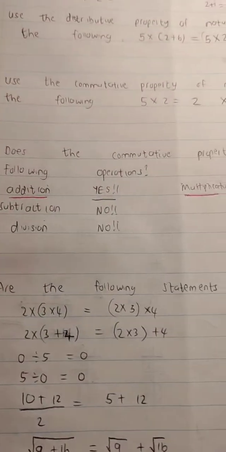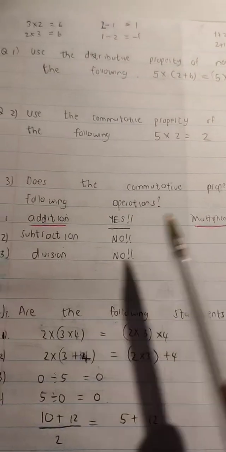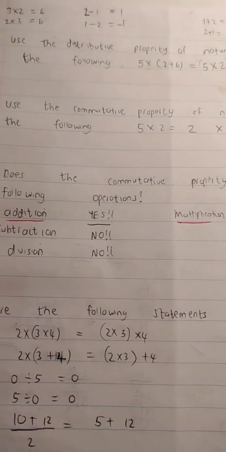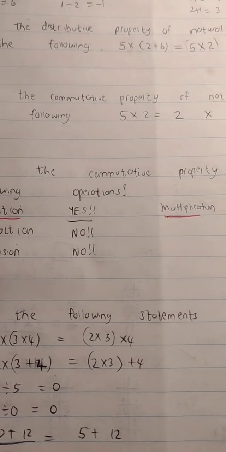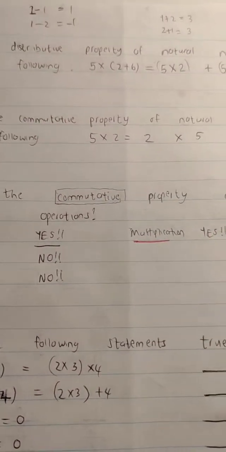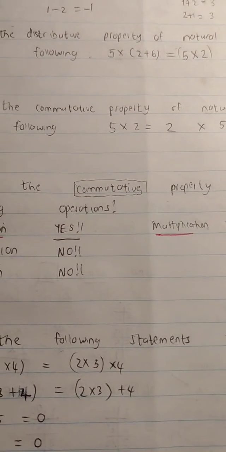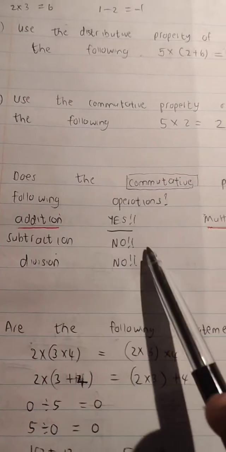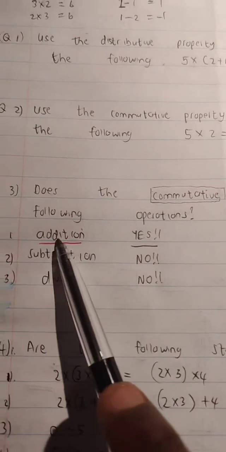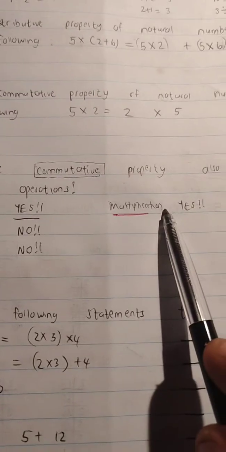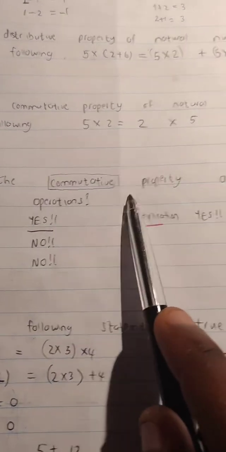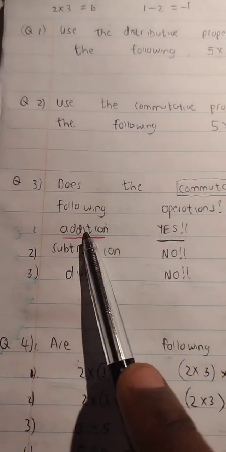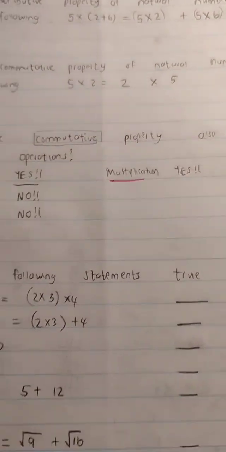So we can see, guys, that for multiplication and addition, the commutative property does apply. But for subtraction and division, the commutative property does not apply. The word commutative has to do with how we place numbers and in what order. So if we change up the order in division and subtraction, the answer does not stay the same. But if we change the order in addition and multiplication, the answer stays the same. So the commutative property applies to addition and it applies to multiplication.